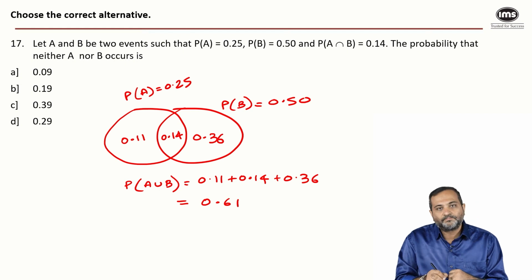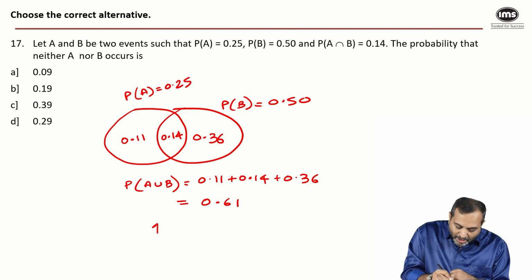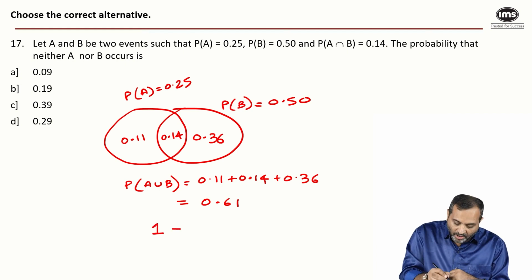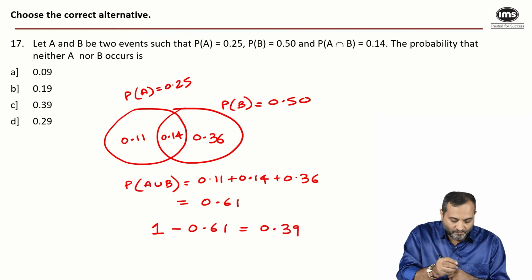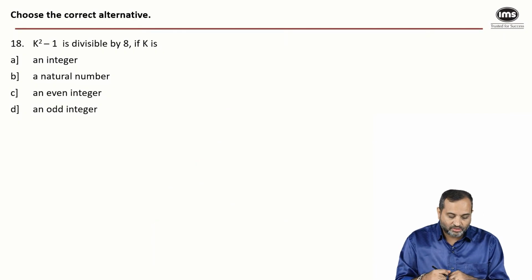0.61. And what is the question asking? Probability that neither A occurs nor B occurs. So the probability of neither A nor B occurring will be 1 minus 0.61, which is 0.39. Which option? Option C. Let's look at the next question.